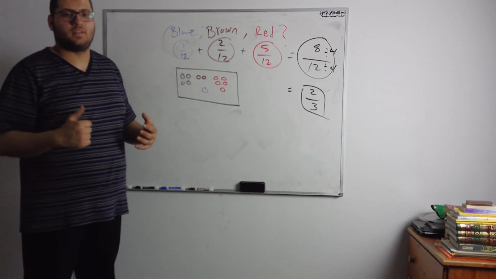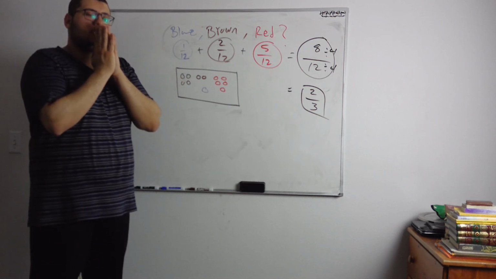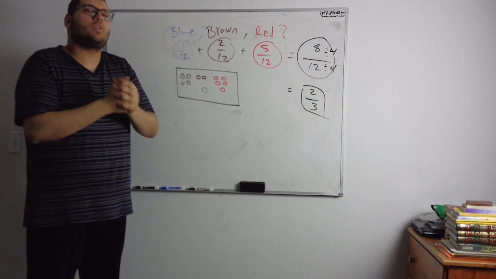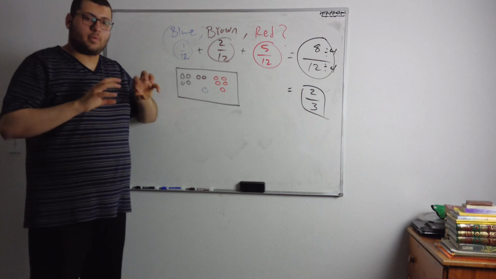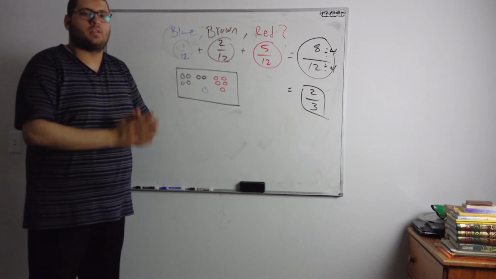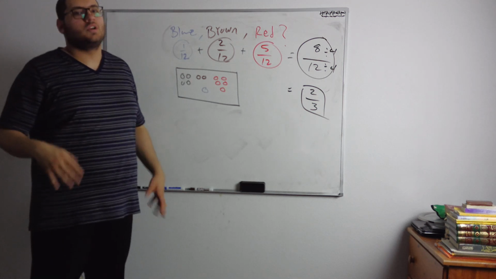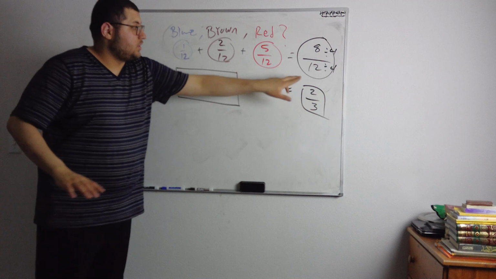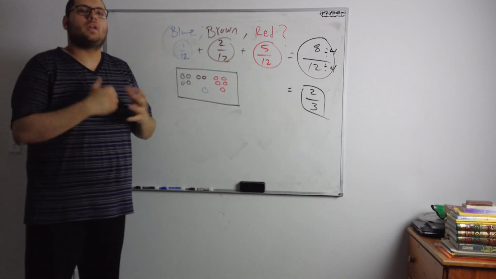Combined event. If he's asking for one thing at a time, you just find that thing and you're done. If he's asking for more than one thing, then you're combining them. So you get the probability of each one, and then you add them together. It's going to be the same denominator. So all you have to do is leave the same denominator, that's 12 in this example, and then add the numerators.